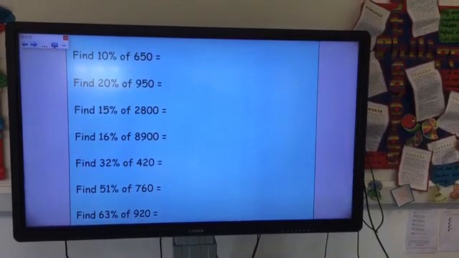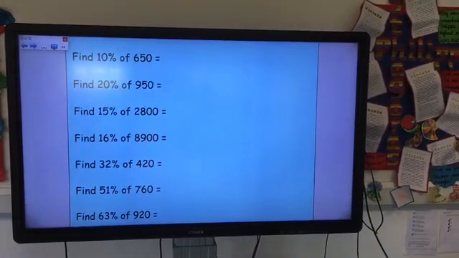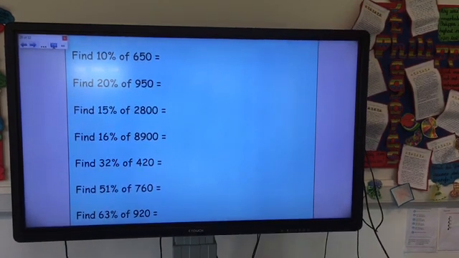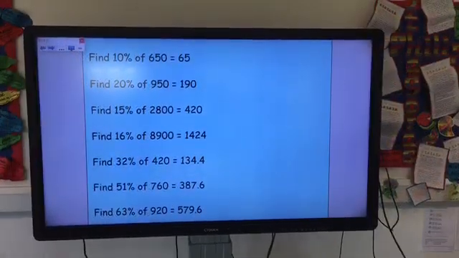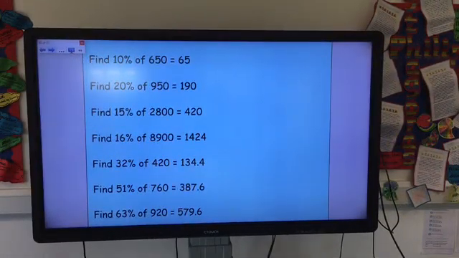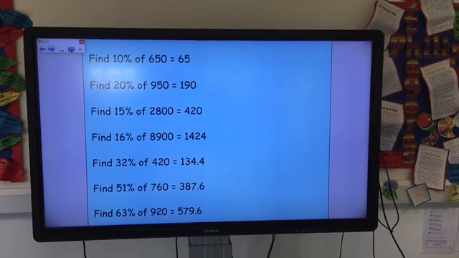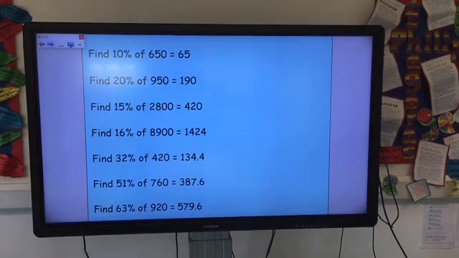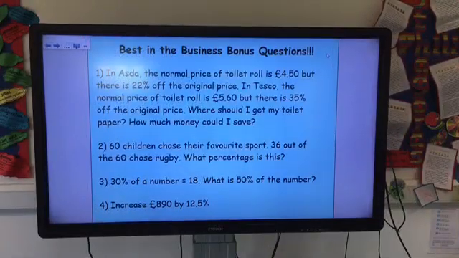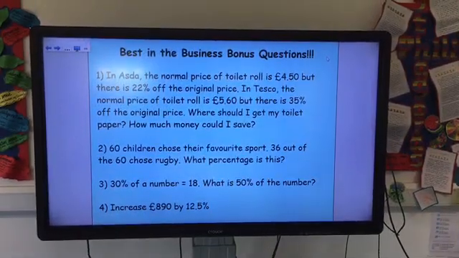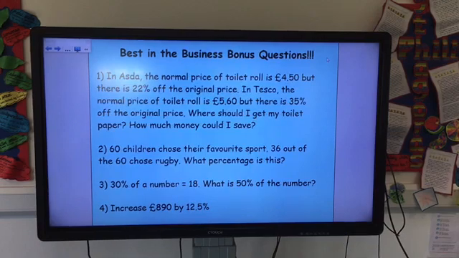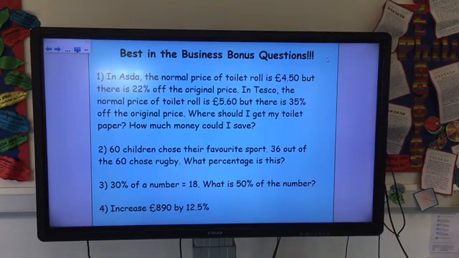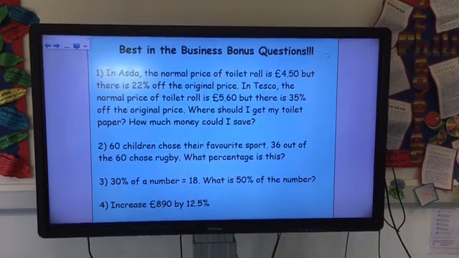Okay everyone, so here's your questions. I suggest in a moment you press pause, because I'm going to go on and show the answer. So press pause now, and then you can press play again when you've done them. So here's the answers. So I suggest that you press pause now and do the answers, mark your work, before we go on to the best in the business bonus questions. Okay guys, so here are your best in the business bonus questions. So I'd suggest you press pause now, think about the key information and have a go.